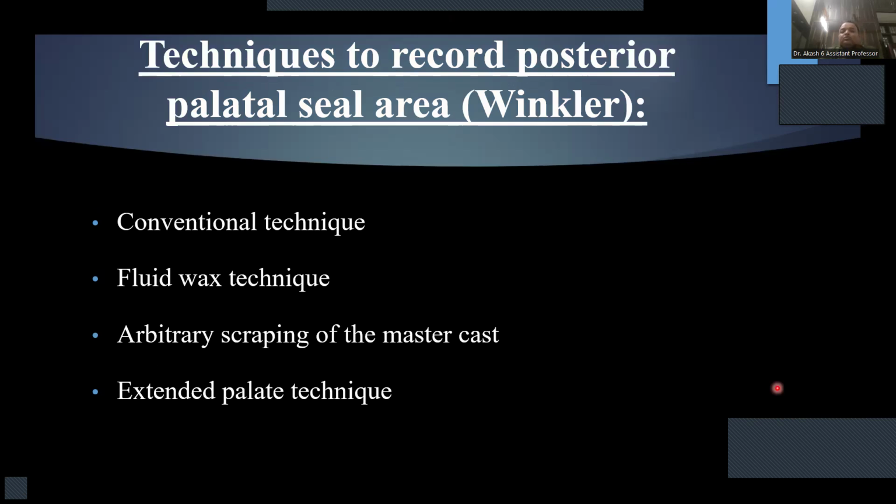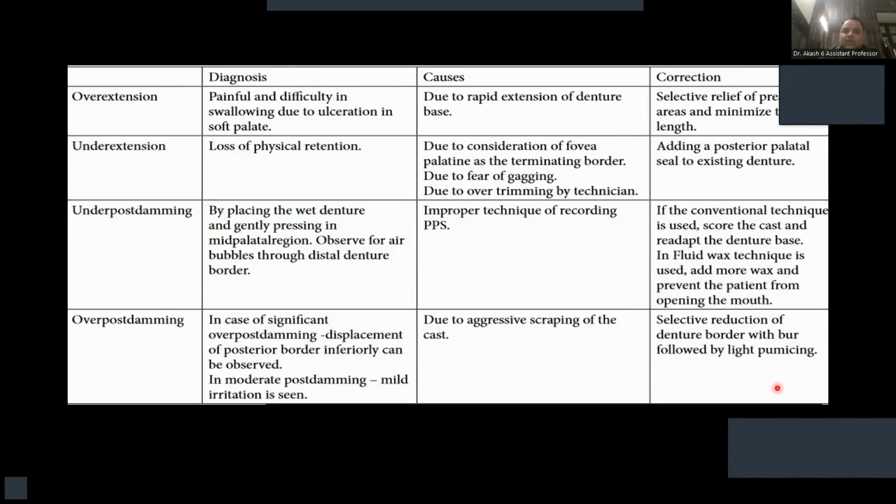So, the techniques to record the posterior palatal seal area according to Winkler are the conventional technique, fluid wax technique, arbitrary scrape technique of the master cast, and extended palatal technique. The conventional technique is the normal recording of the material, and arbitrary scrape is the 2 mm ditching of the cast just after the fovea palatini.